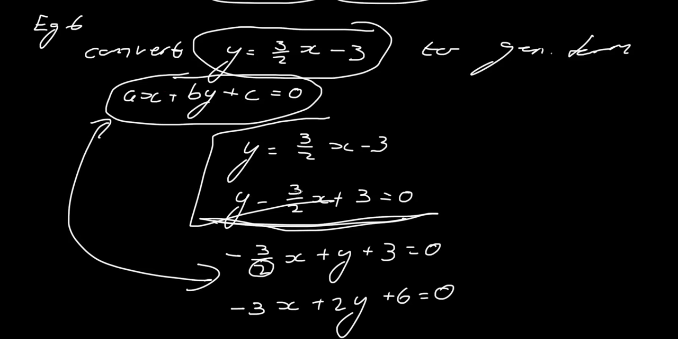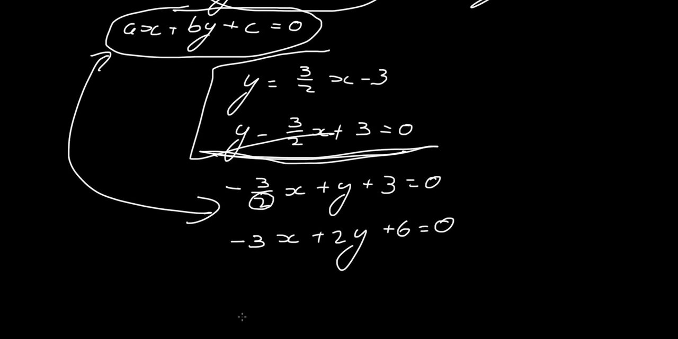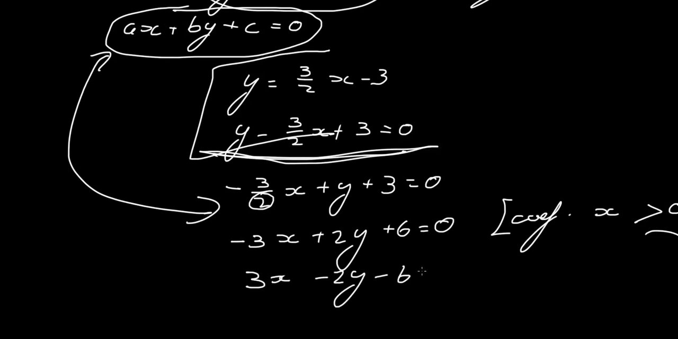Okay, you'll notice in your book, they say that the coefficient of x should always be positive. I'm not sure why. I don't think there's any real reason for it, but they say coefficient of x must be positive always. So we're just going to get rid of this negative by multiplying the whole equation by minus 1. So that gives 3x minus 2y minus 6 equals 0. It's the exact same thing. I'm not sure why they wanted you to do that, but that's the answer they gave. So there you go. There's your final answer.